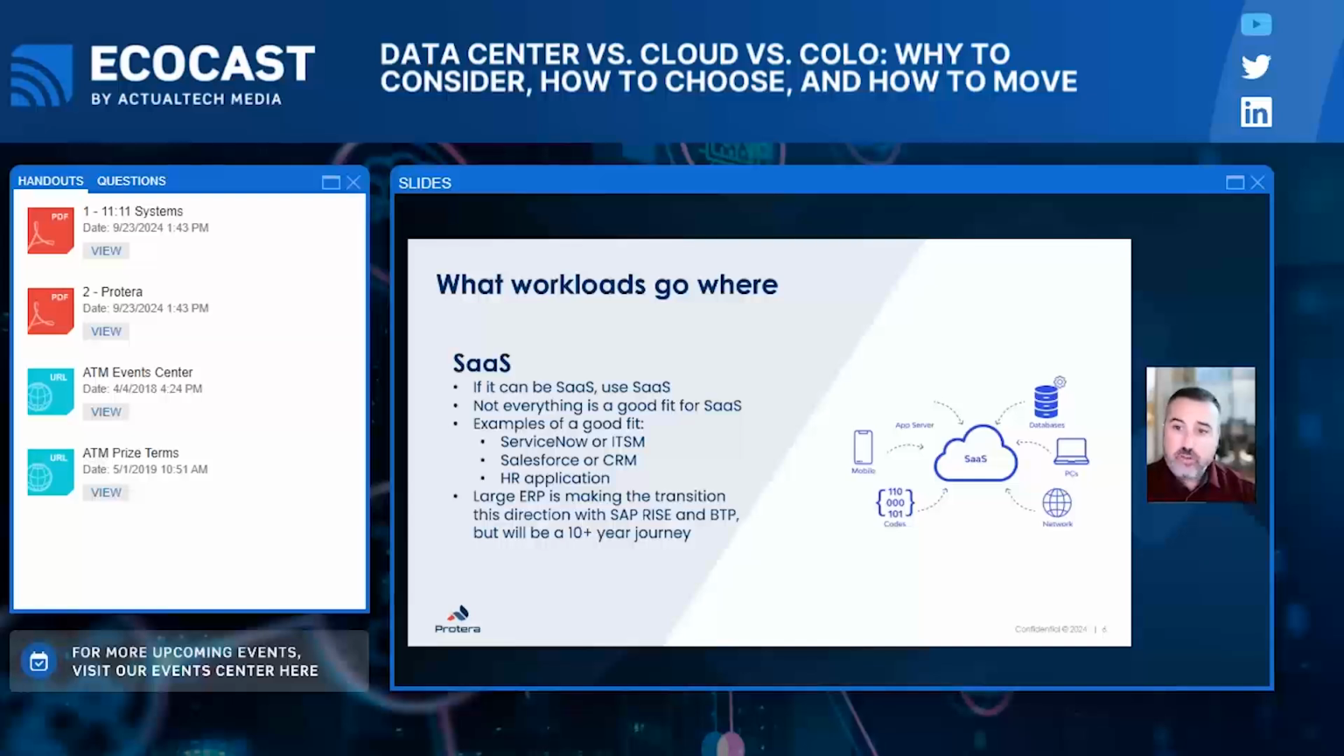One of the more interesting moves that's happening right now, and we've seen multiple software companies do this, is SAP making the transition from a traditional on-premise monolithic ERP application to try to be a bit of a SaaS platform with RISE.